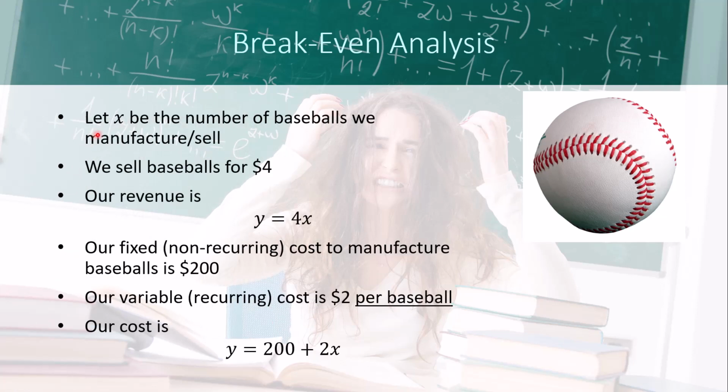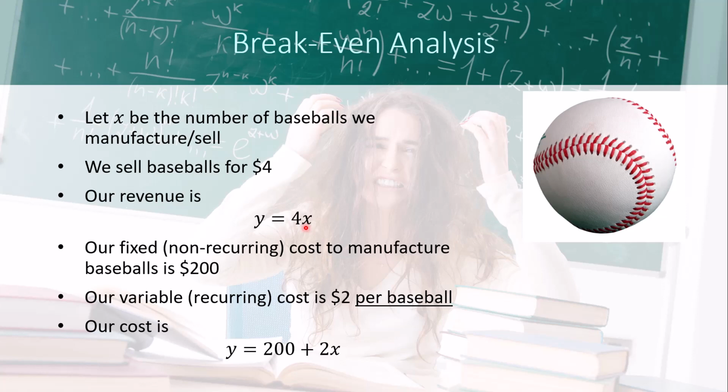Okay, well, let's let X be the number of baseballs we sell. This is a math class, and as mathematicians, we like to use X all the time. And remember, we're selling baseballs for $4, so our revenue is going to be y equals 4 times x. You sell 1 baseball, hey, you made $4. Sell 2, you made 8.